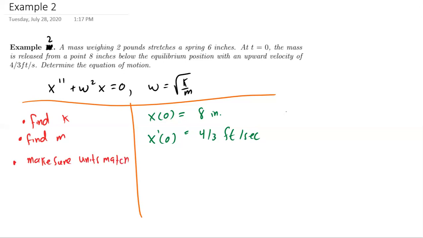But when we have all this, if all the units match, we find k, we find m, and we have the initial conditions in the matching units, and then we can go ahead and find the general solution. Okay? So we're going to do that in the next video, just so that this video stays not too long.